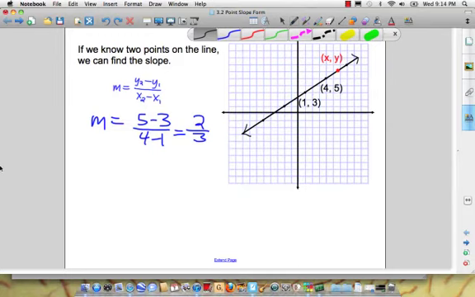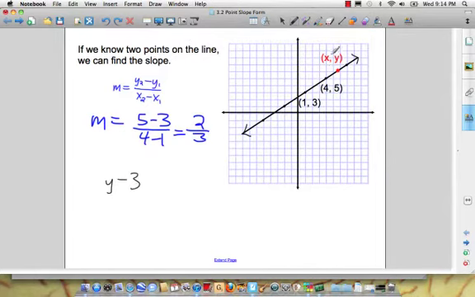How would I do that? Well, I would go plugging into the slope formula. y minus 3, over x minus 1. And that should be the slope. And I already know that the slope is 2/3.